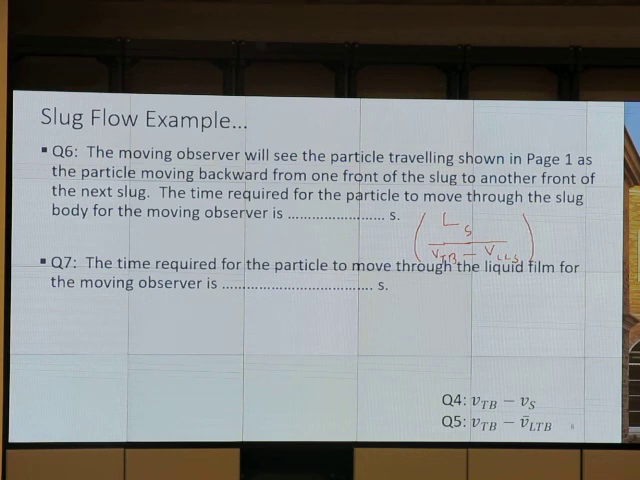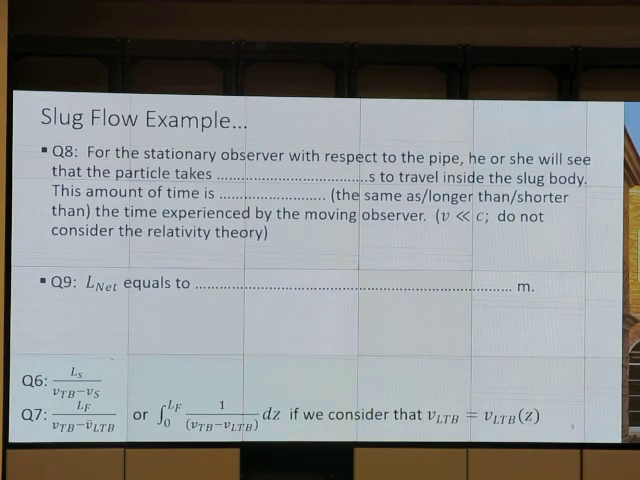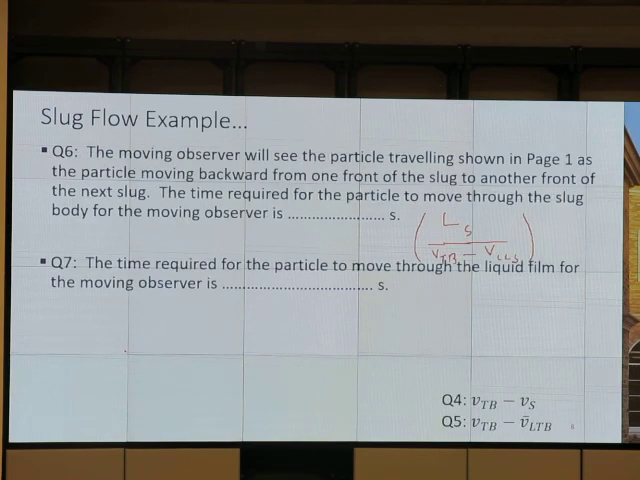Okay, so with the answer, it's about the distance over velocity. And the velocity is the relative velocity. So the time required for the particle to move through the slug: the particle moves through the slug, that means it travels for the distance of LS. And the velocity that the moving observer sees is the relative velocity. So yes, if you want to calculate the time, you have to do it like this. And yes, correct. I just looked at the answer.